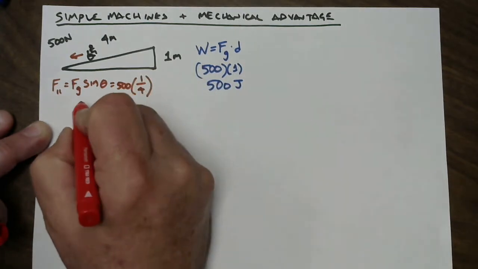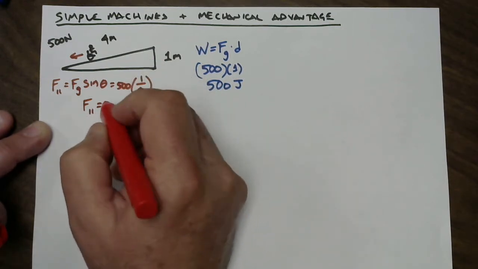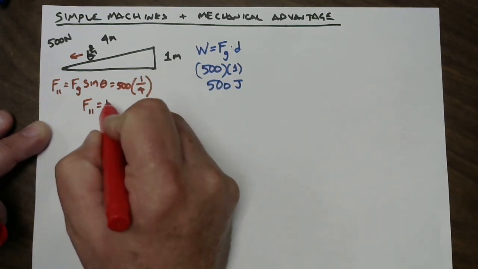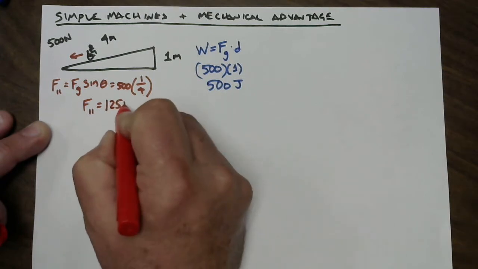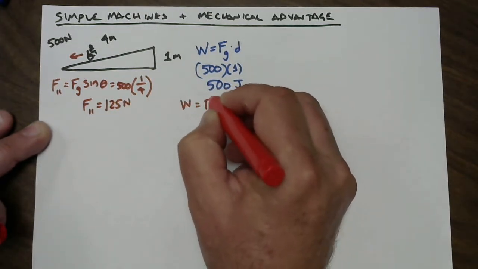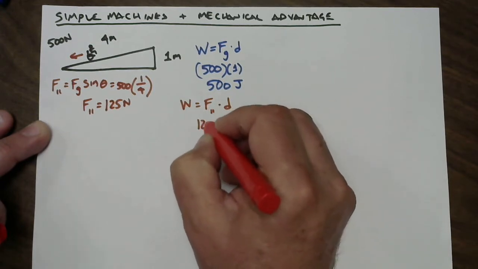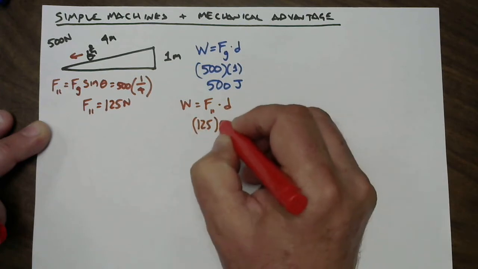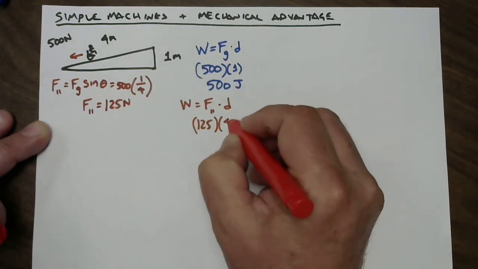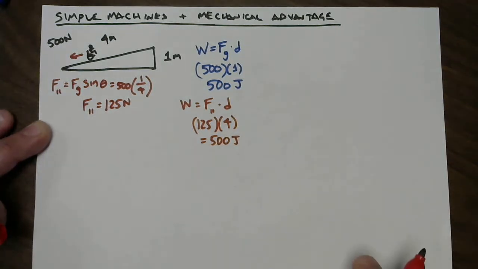And so that means that the part of Timmy's weight that's down the ramp, the part he has to overcome when going up the ramp, is 125 newtons. So the work done by Timmy is going to be this parallel force times the distance he has to go, which is 125, but he has to go 4 meters. And in the end, he also does 500 joules of work.